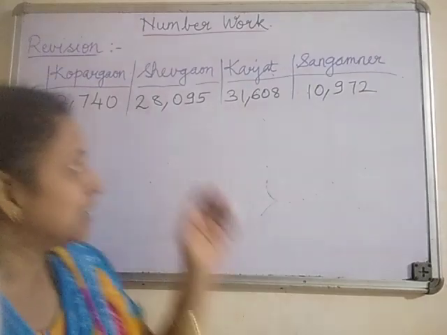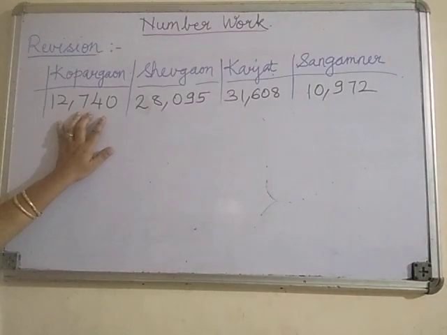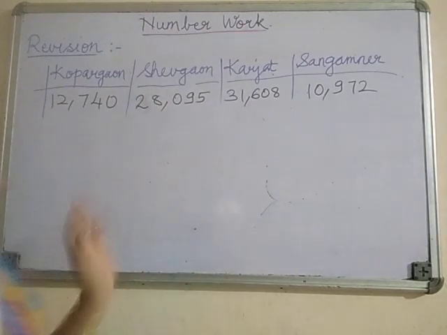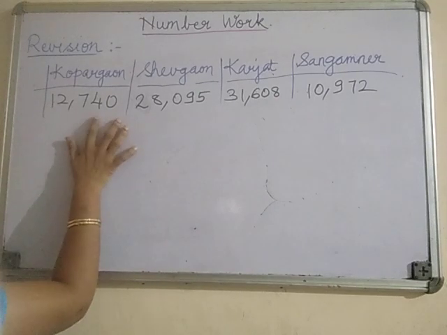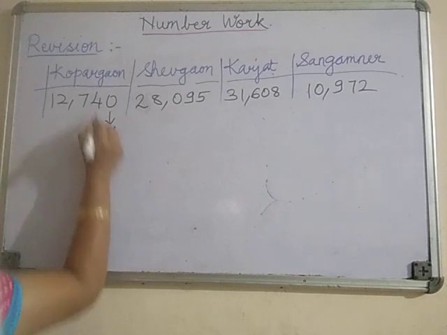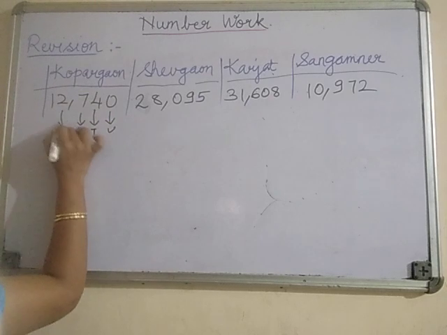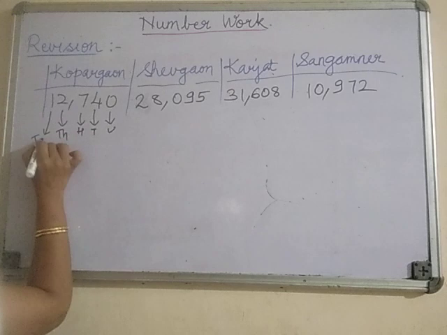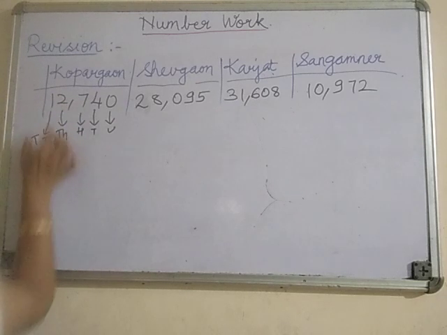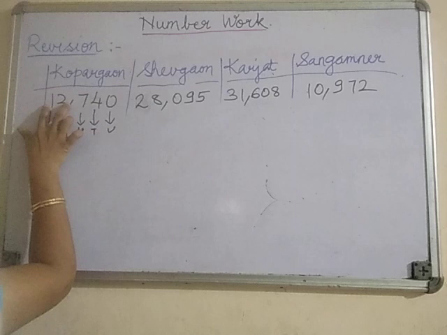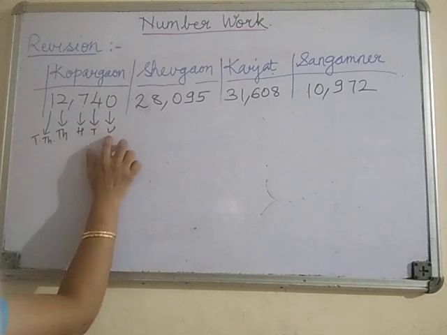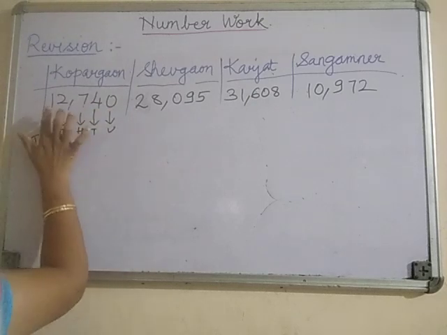First let us try to read the first one, that of Kopargaon. If you see, it is a 5-digit number. All are 5-digit numbers. So count the digits and then start. This is your units place, this is tens place, this is hundreds place, this is thousands place, and this is 10,000. In the 10,000 place is 1, so that means it is 10 only, plus this 2 becomes 12, 12,700. Then 4 into 10 is 40, and in the units place is 0, so you will say 40 only. So how are you going to read it?